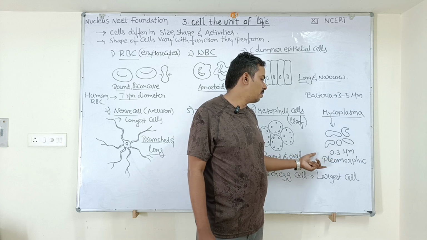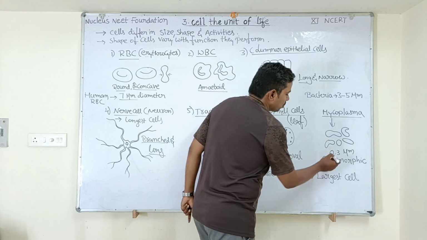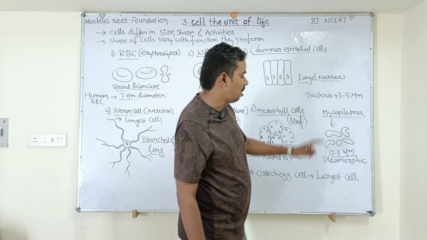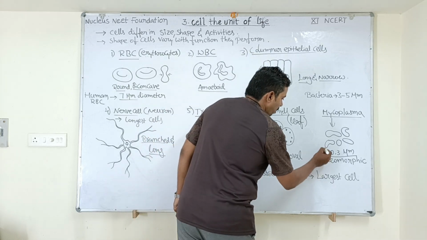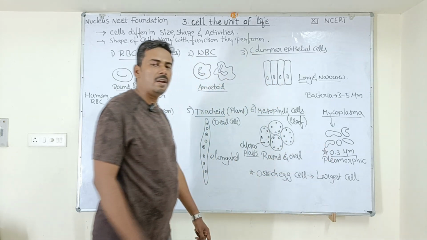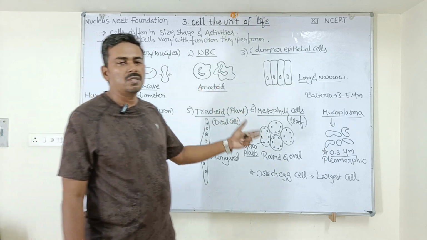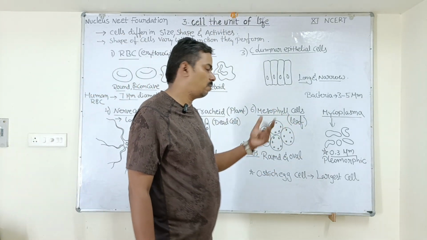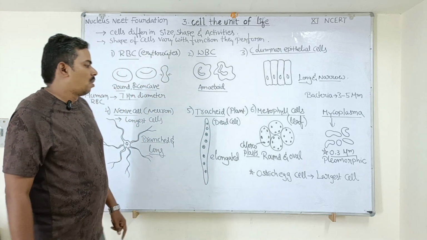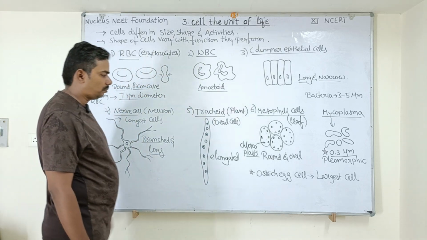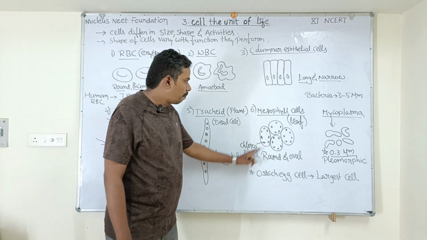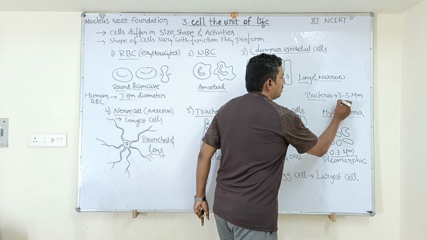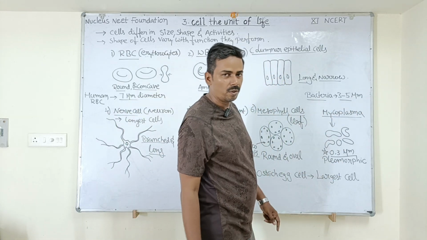There is no definite shape in these organisms and they have the smallest size, that is 0.3 micrometers. Very important for your NEET exam. Mycoplasma, they are pathogenic bacteria. They cause a lot of diseases in animals as well as plants. Next, bacteria. Most of the bacteria, they have the size in the range of 3 to 5 micrometers.